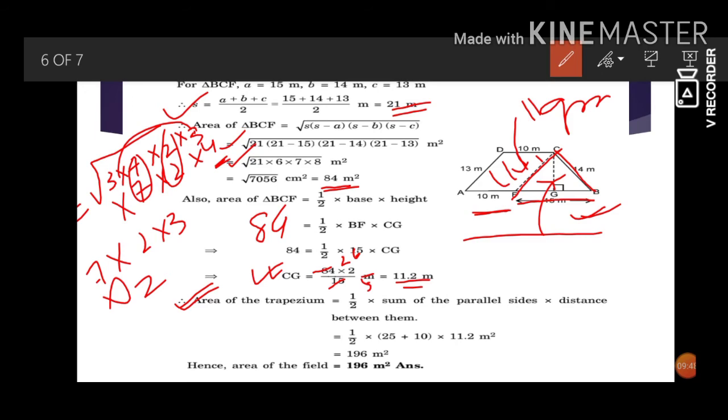Now we can find the area of the trapezium. Area of the trapezium is half into sum of the parallel sides into distance between them. Now half into 25 plus 10 is the sum of the parallel sides, and the distance between them, that is the perpendicular distance, is 11.2. So if we multiply them, we will get 196 meters square as the area of trapezium. Hence the area of the field becomes 196 meters square.